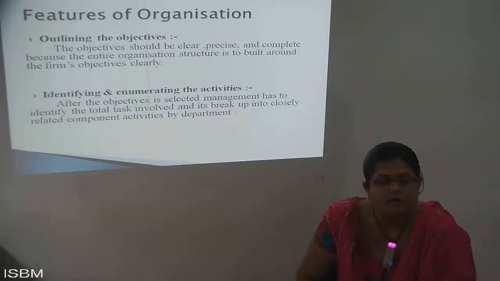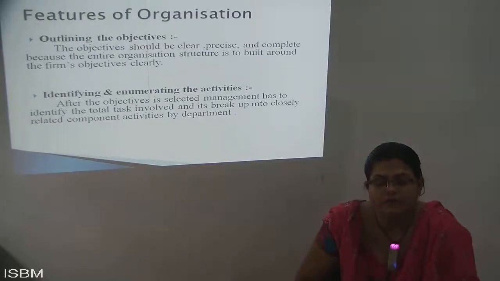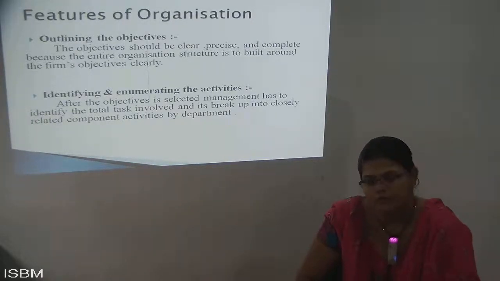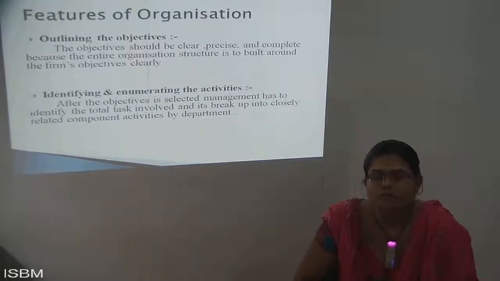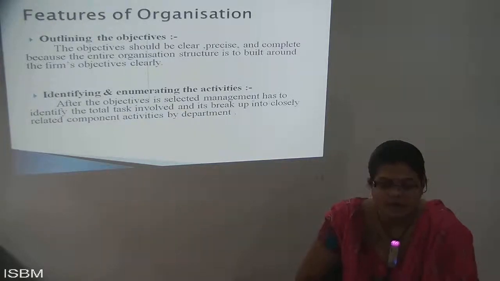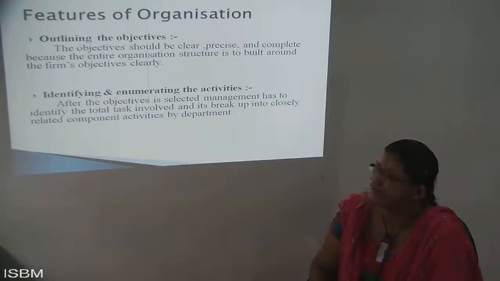It should be clear, it should be precise, meaning it should use important words, and it should give complete information. It is not like showing half of the information in the organization. So this is the main concept: you need to show the objectives. Because if you don't show the objectives in the organization, it doesn't develop any good impact. Next is identifying and enumerating the activity.